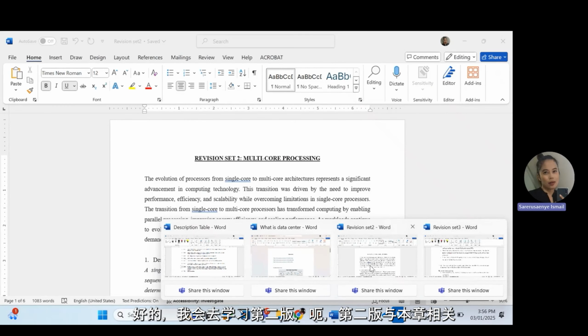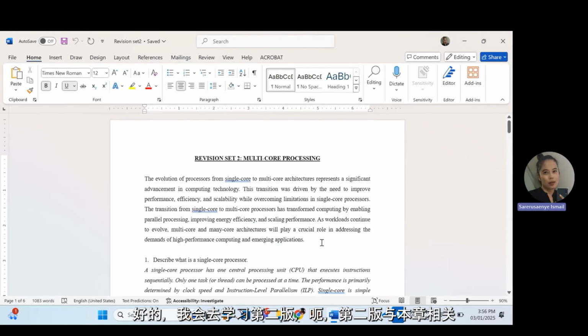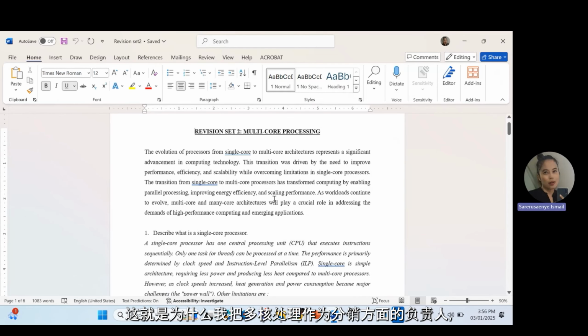All right, I will go to revision set 2, and set 2 is related to the multi-core chapter, and also the parallel processing chapter. For multi-core, we understand that for the processor, we had a single processor in the first place. Then there was an improvement and a shift to the multi-core processor, which is multi-processors. That's why I put multi-core processing as the header of this set.